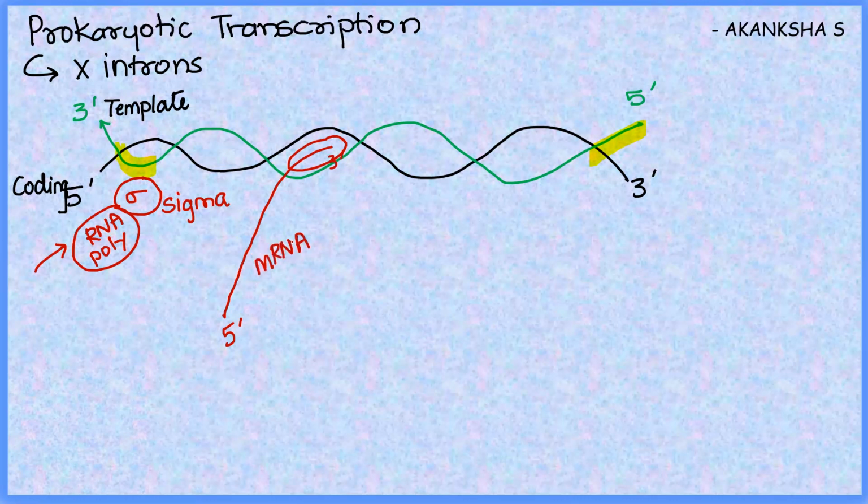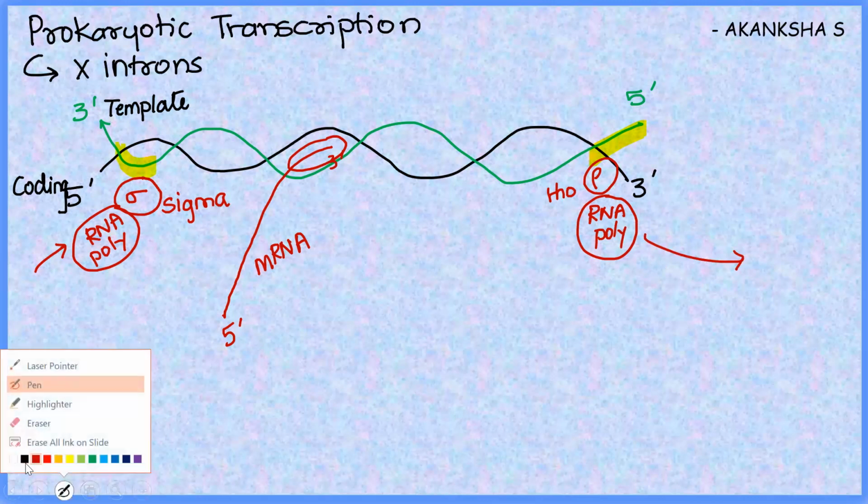And finally, when your work is complete, when transcription has completed, another factor called rho comes and attaches to the polymerase. And it says that yes, polymerase, now your work is over. We are at the terminator. You need to leave. This is rho factor, and it helps the RNA polymerase leave or terminate the process of transcription.